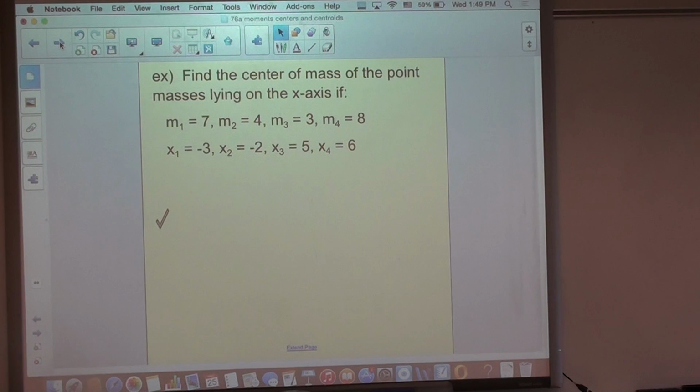Alright, here we go. Find the center of mass of the point masses lying on the x-axis. Take a second and do this. You're given all their individual masses and all their individual x values, distances from the origin. See if you can find what the actual center of mass is.